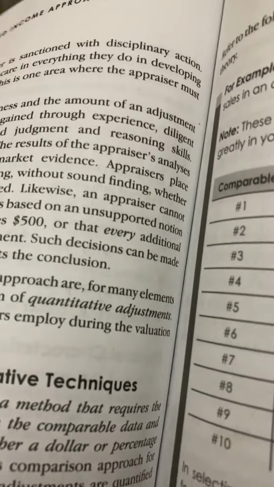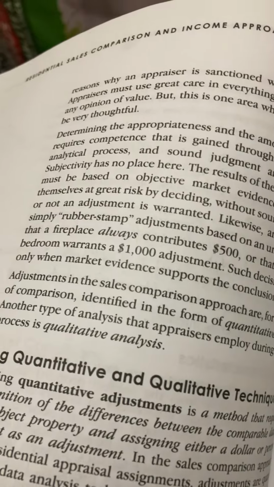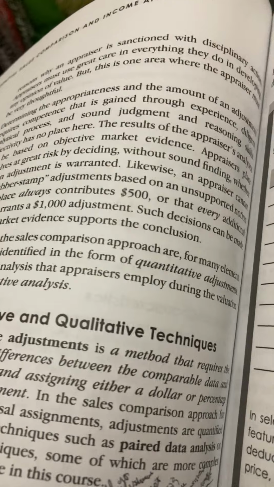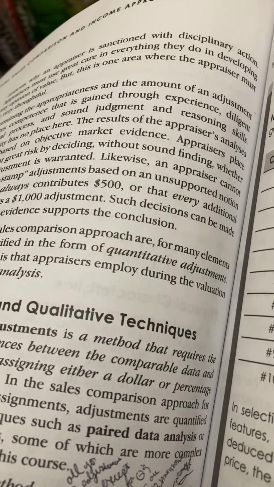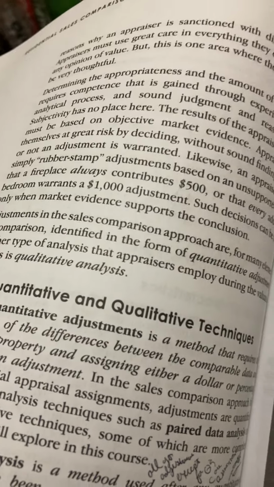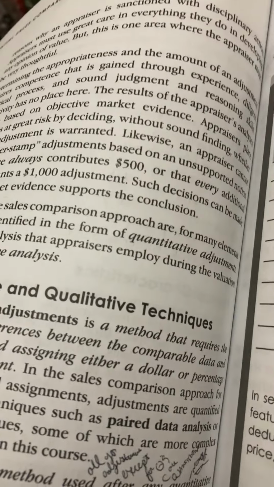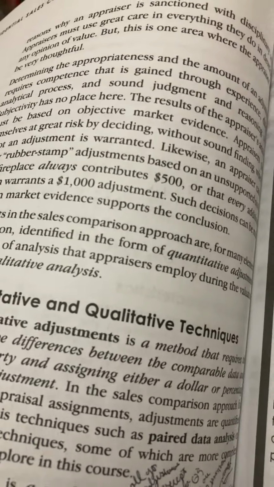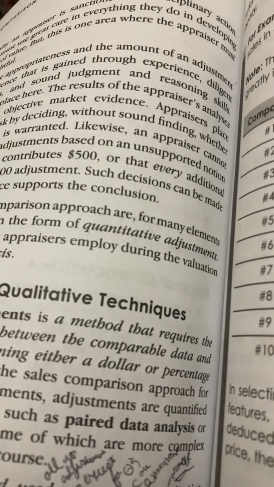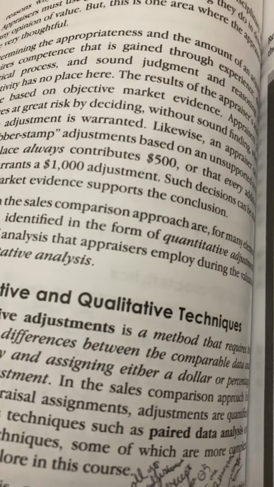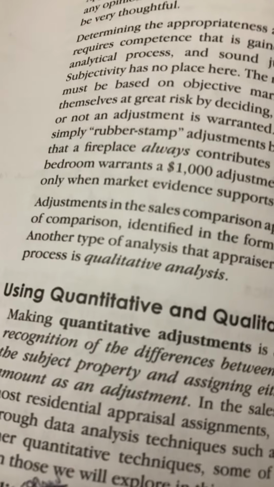Likewise, an appraiser cannot simply rubber stamp adjustments based on an unsupported notion that a fireplace always contributes $500 or that every additional bedroom warrants a $1,000 adjustment. Such decisions can be made only when market evidence supports the conclusion.